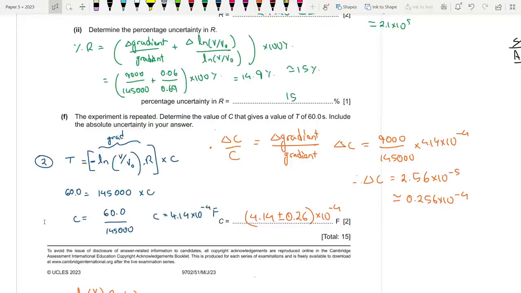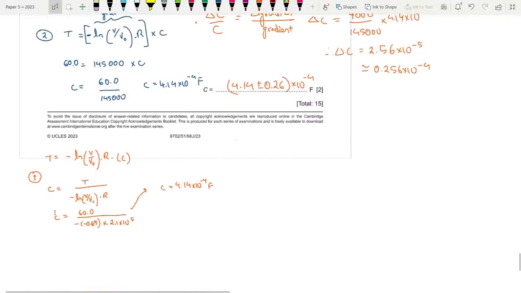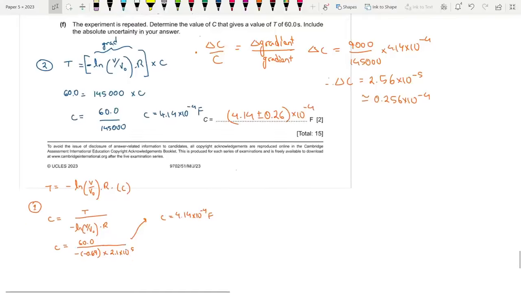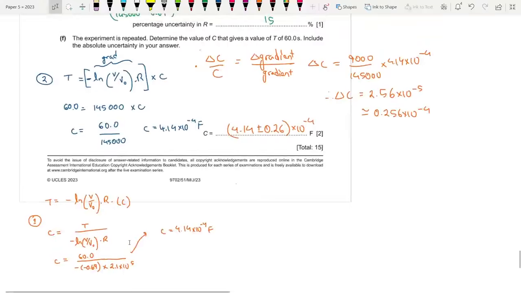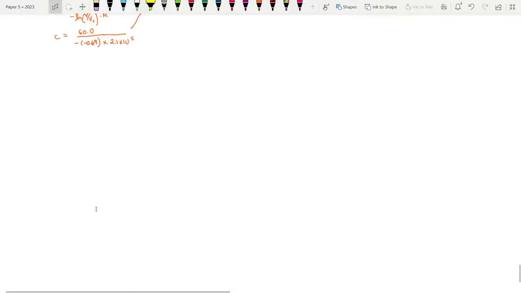So your answer should be along these lines, but not exactly this, because our values may vary. So yeah, that has been it. This is the working, if you want to input ln(V/V0) and R separately. So that has been it for the paper. Pretty straightforward paper, I think, which is why it has a higher threshold compared to paper 5.2.